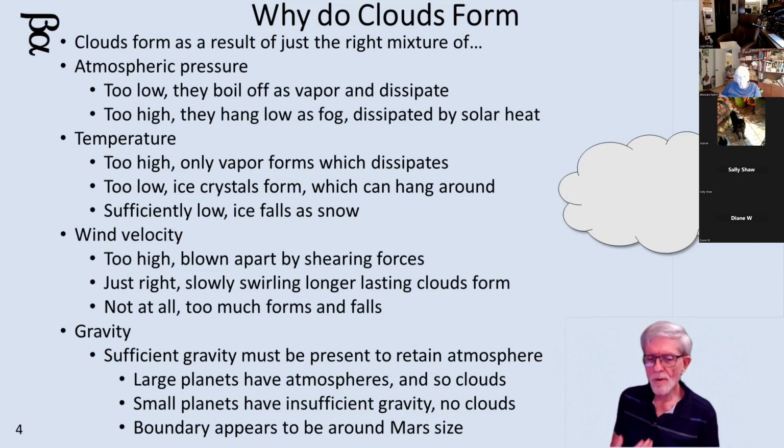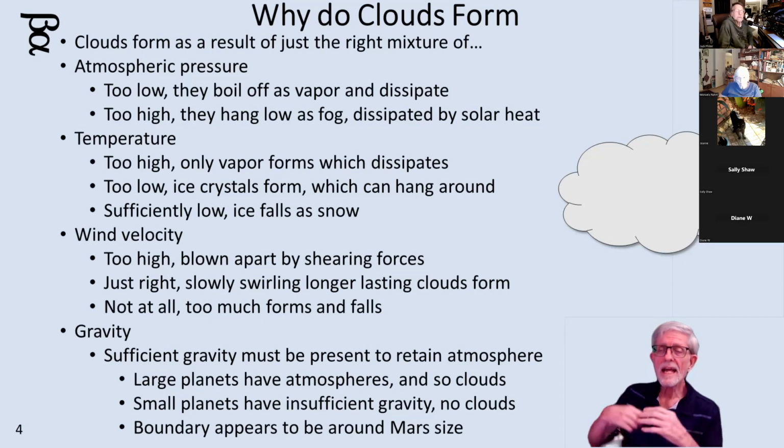You have to have enough gravity in order to have an atmosphere. If you have a small enough planet, it can't hang on to its atmosphere, so you wind up with Mercury. The boundary seems to be around Mars size, because we know Mars has clouds. We know certainly the Earth and Venus have clouds. These are water vapor-based clouds.